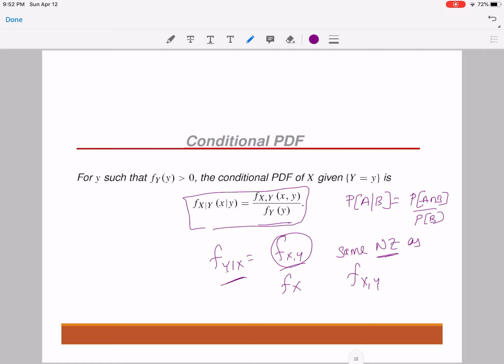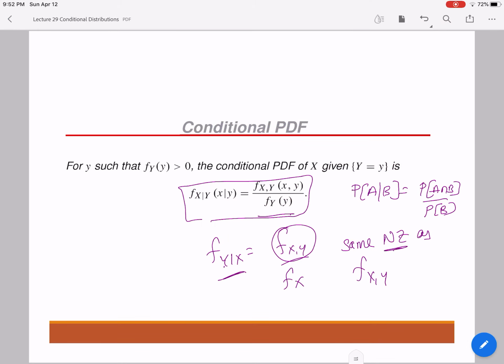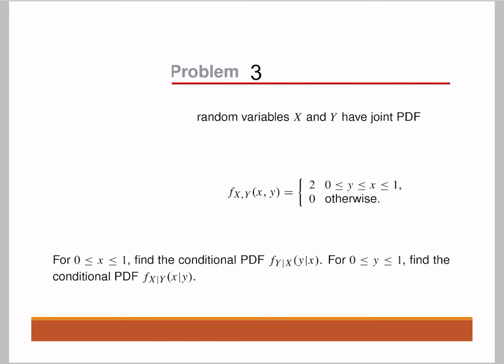So always remember, conditioning a PDF of a given random variable with respect to another random variable uses the same non-zero probability region as its joint PDF. And I'm going to show this by example so it will become much clearer. So let's take an example here.